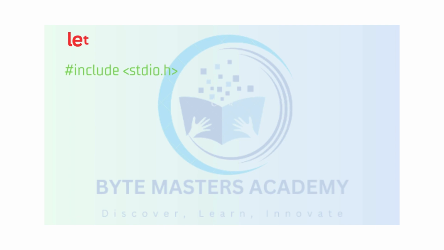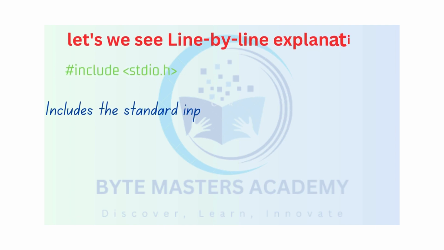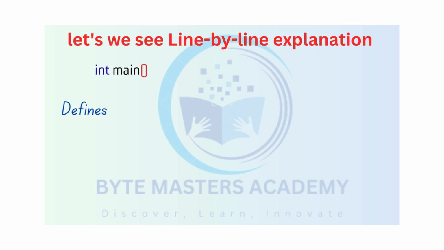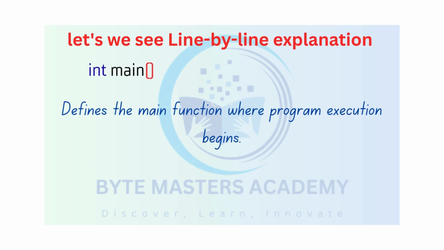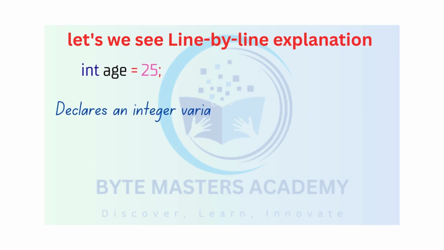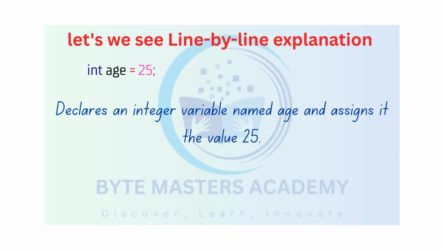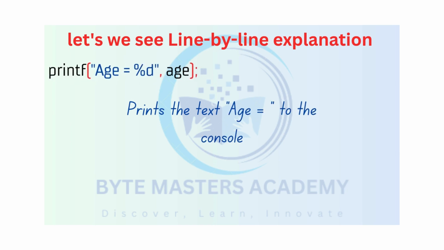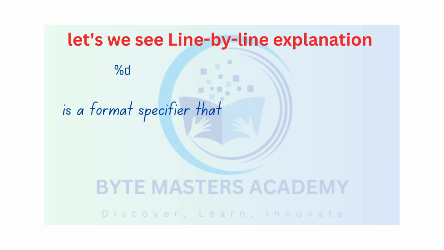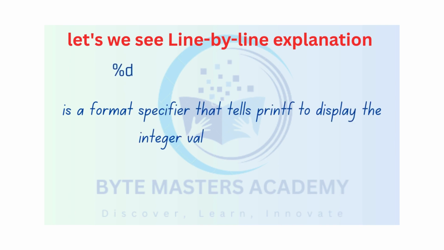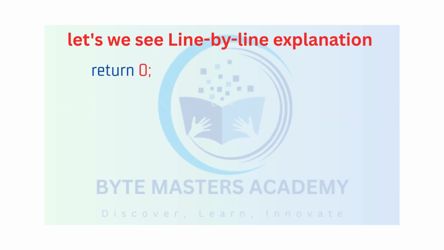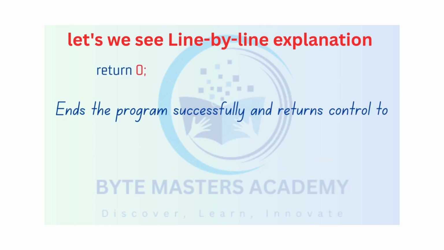Let's see a line-by-line explanation. This line includes the standard input and output library, so we can use the printf function. This defines the main function where program execution begins. This declares an integer variable named age and assigns it the value 25. This prints the text age and equals sign to the console. This is the format specifier that tells printf to display the integer value stored in age. So the final output will be age equals 25. This ends the program successfully and returns control to the operating system.